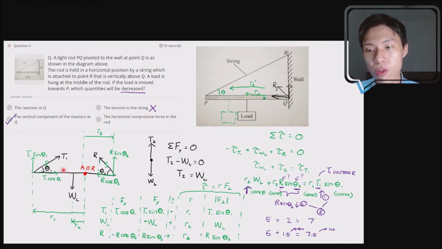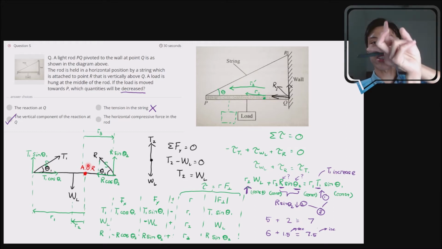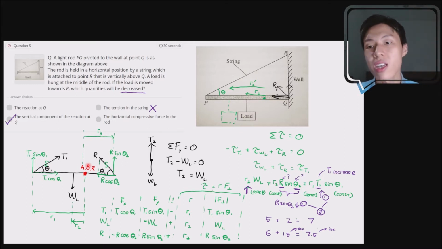Okay, so if you know this one increases, then you know R cos theta 2 should also increase because you want to balance it out. These two forces, the horizontal components here, should be balanced. But whether the reaction force at Q will increase or decrease, right? You know that this R sine theta 2 here will decrease. You know that the vertical component will decrease. You know that the horizontal component will increase. So before that, if it's something like this, now it becomes longer in the x direction, it becomes shorter in the y direction. So whether the R will be a different value or not, well, we are not sure.